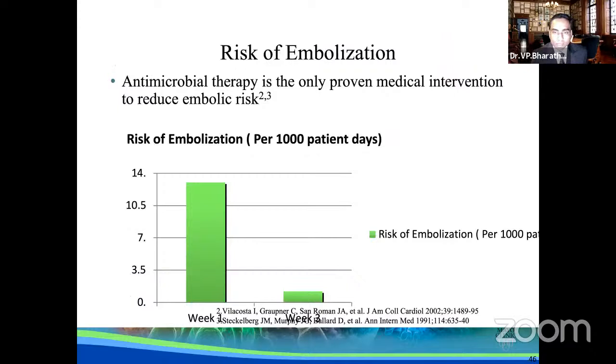So the risk of embolization is greatest during the first week, and it goes down by week two. In several studies, including one from Mayo Clinic, Dr. Steckelberg's study in 1991, showed that the risk of embolization goes dramatically down in 2 weeks with antibiotic therapy.